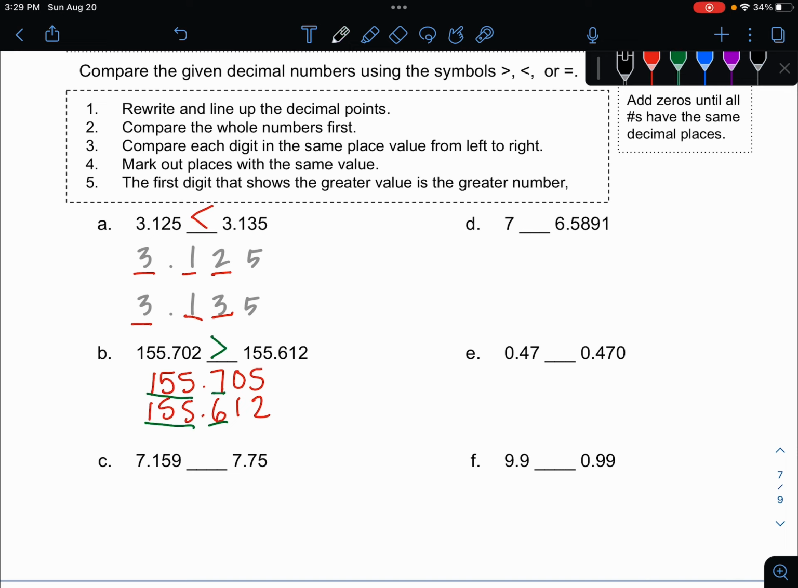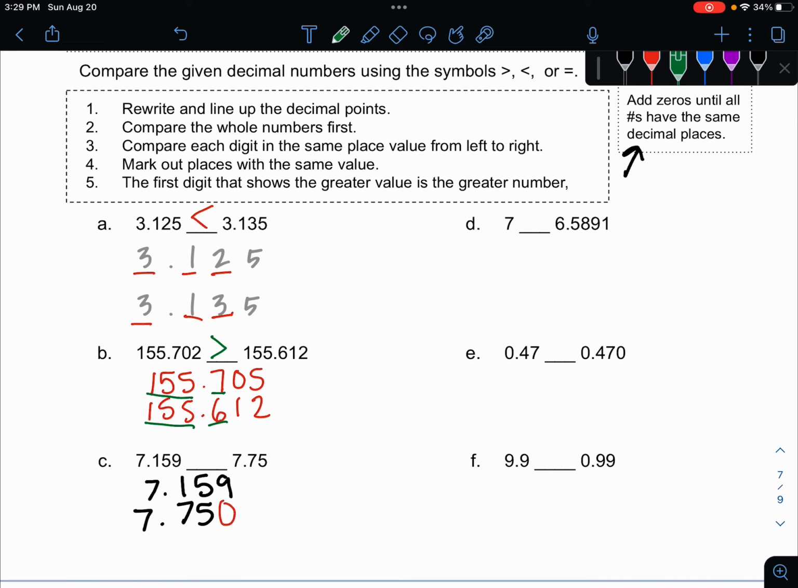Let's look at question C. We have 7 and 159 thousandths versus 7 and 75 hundredths. Let's look at this tip right here: add zeros until all numbers have the same decimal places. So I'm just going to add a 0 right here.